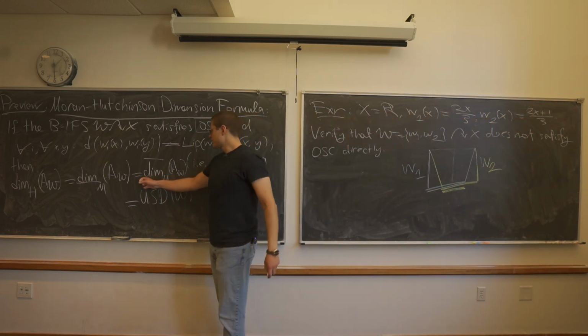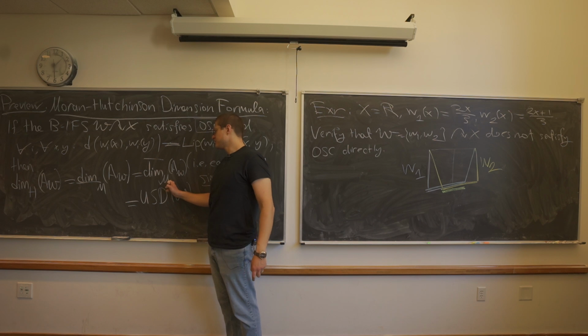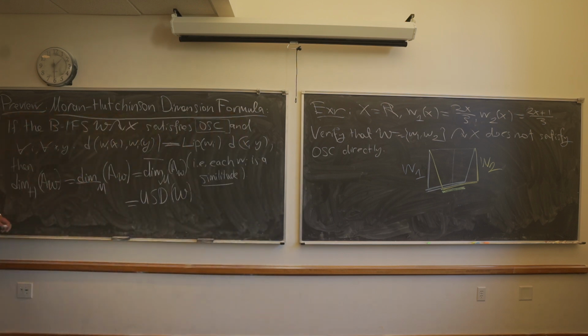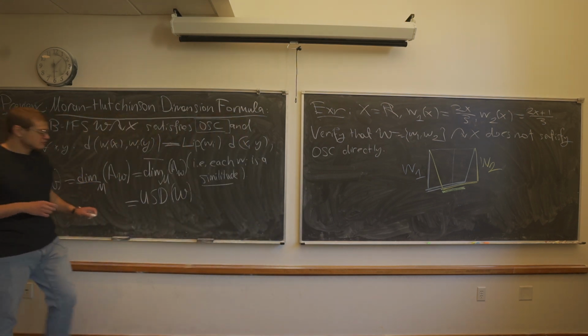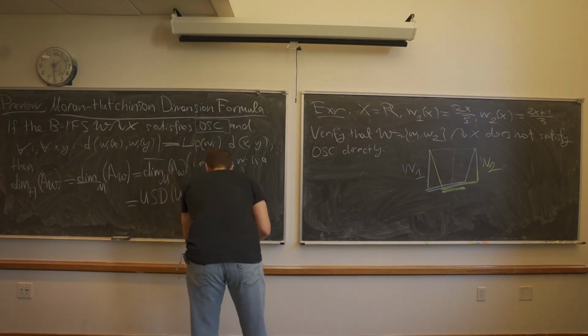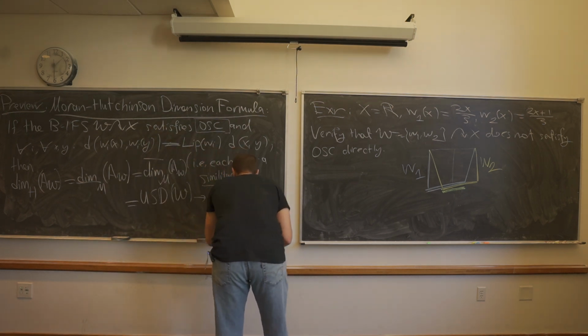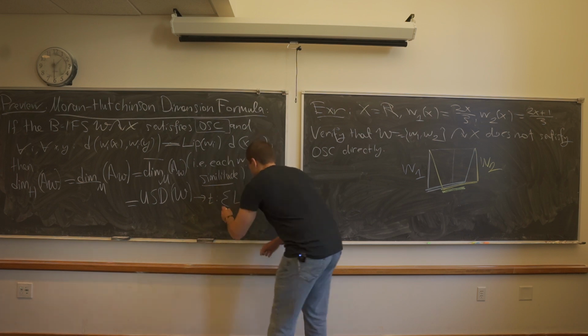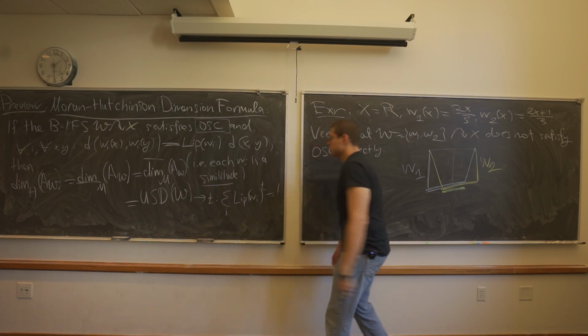And this is the upper Minkowski dimension. In general, these numbers are different. And this is the upper similarity dimension. So all of these turn out to be this number, T, such that this equation holds.